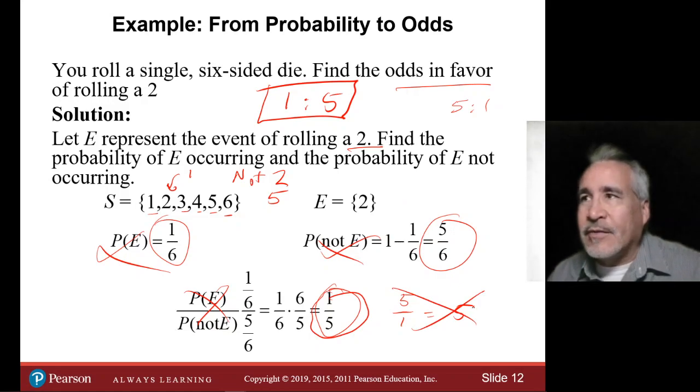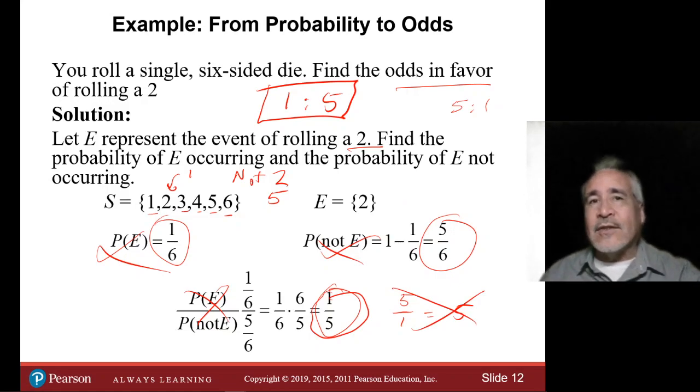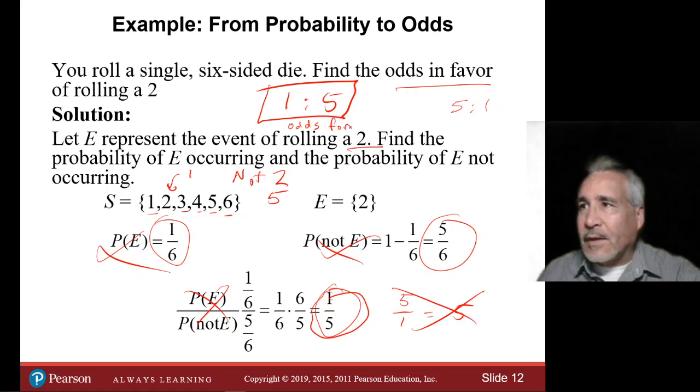Percentages, when you're doing odds, just don't do percentages. Don't do fractions, do ratios. So this is odds for, and this is odds against. Odds.